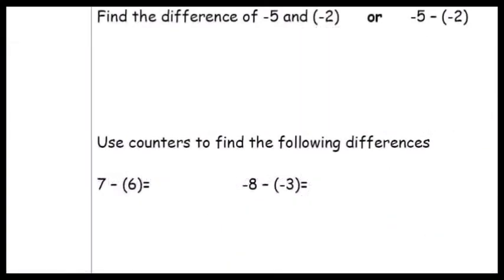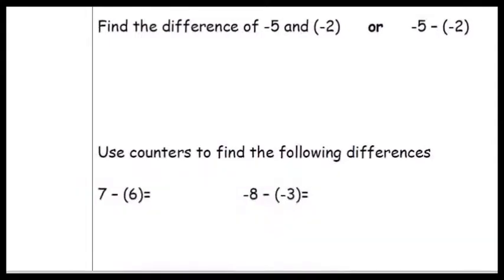Next it says find the difference of -5 and -2, or -5 take away a -2. Remember that take away is always going to be your subtraction symbol, and difference means subtraction. So if they give it to you in words or like this, that means subtraction. All right, so I'm going to do my counters.